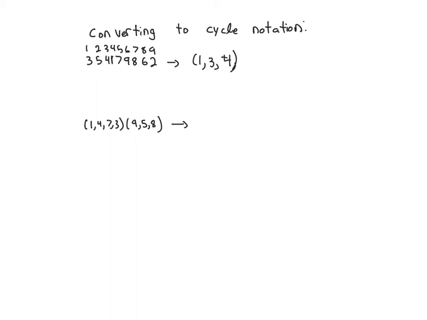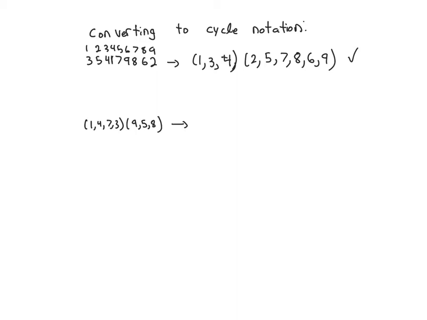We haven't finished doing the conversion, though, because we still don't know what happens to 2 through 9. So the smallest integer we haven't worked with yet is 2. 2 goes to 5. 5 goes to 7. 7 goes to 8. 8 goes to 6. 6 goes to 9, which goes back to 2. So that finishes off another cycle. 1, 2, 3, 4, 5, 6, 7, 8, 9. There were 9 numbers, and all of them appear, so we're done. That's the cycle notation for that permutation.